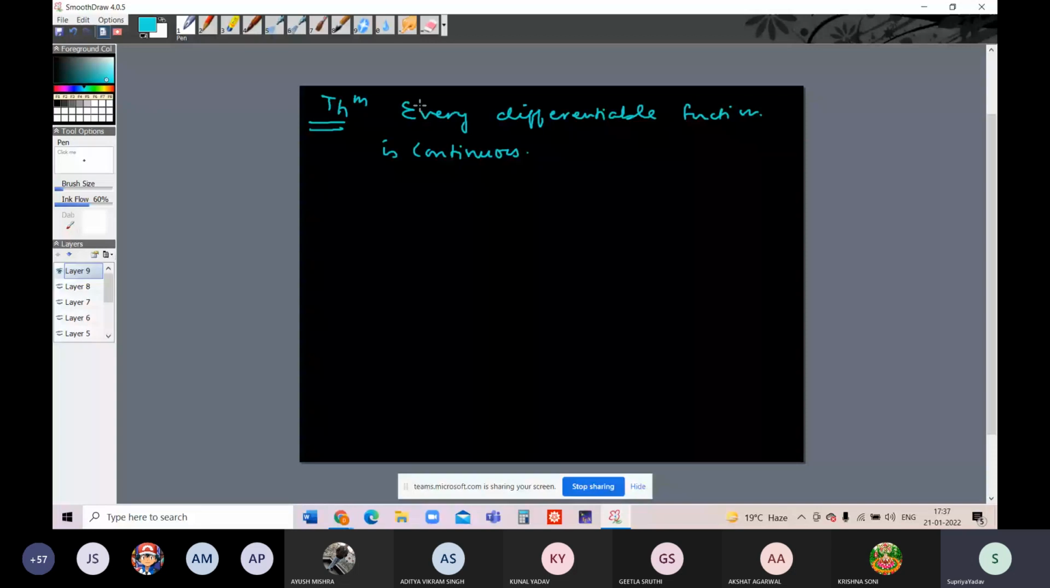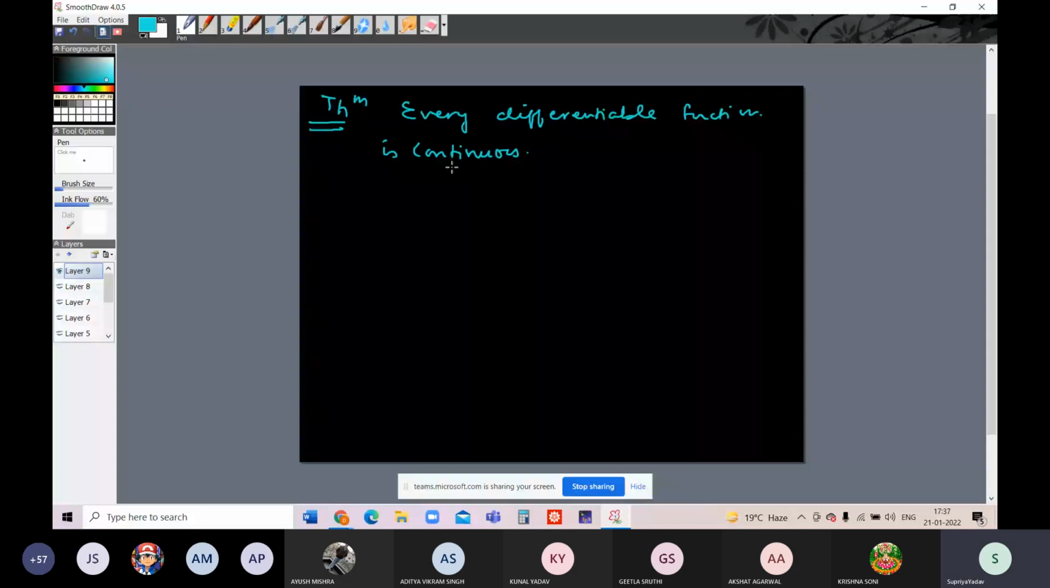A theorem. If a function is differentiable at a point z naught, then it must be continuous at that point. Or we can say that every differentiable function is continuous. The converse is not true, but if the function is differentiable, it will definitely be continuous.